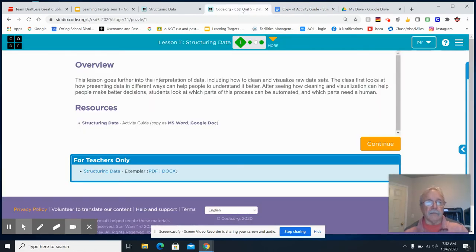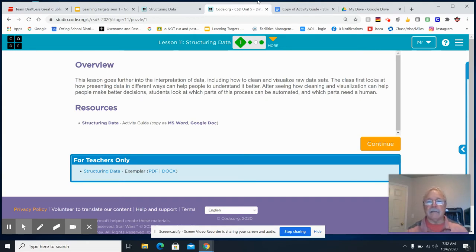Okay, first of all, the overview. This lesson goes further into the interpretation of data, including how to clean and visualize raw data sets. The class first looks at how presenting data in different ways can help people to understand it better. After seeing how cleaning and visualization can help people make better decisions, students look at which parts of the process can be automated and which parts need human control or human cleaning. All right? So the first thing we're going to do is look at the activity guide.